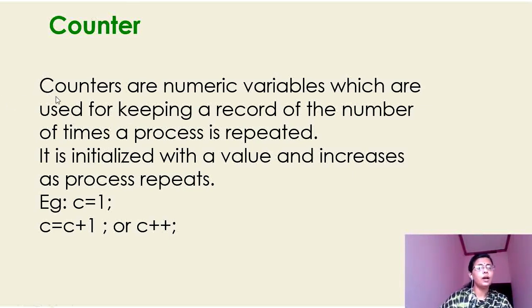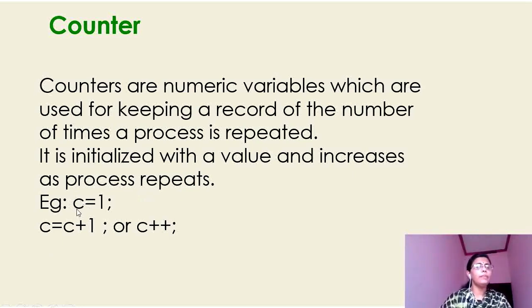Now, counters are numeric variables. Clear? That means your variables mainly will be of int type, which are used for keeping a record of the number of times a process is repeated. So to keep track of how many times a process is repeated, we use a variable. That variable is numeric and that variable is called a counter. Clear? Now, it is initialized with a value and increases as the process repeats. Now we go with the example.